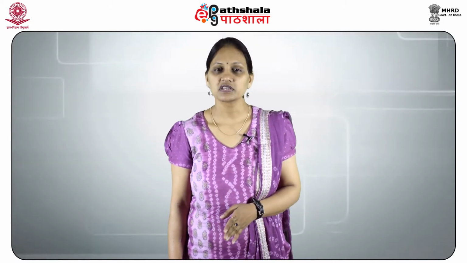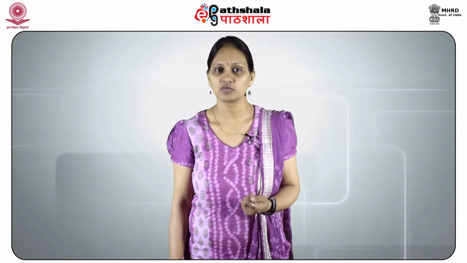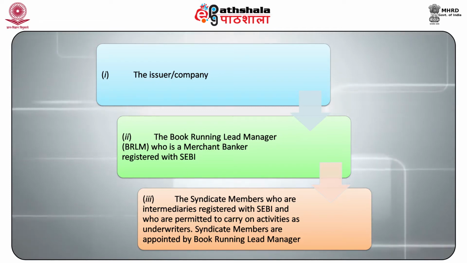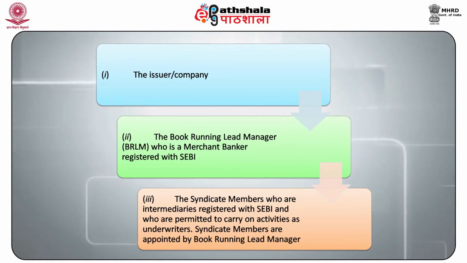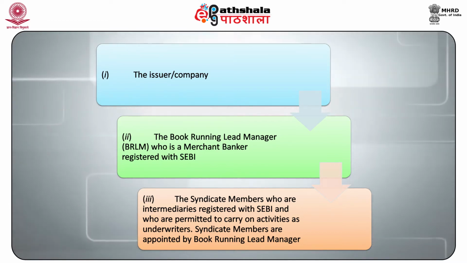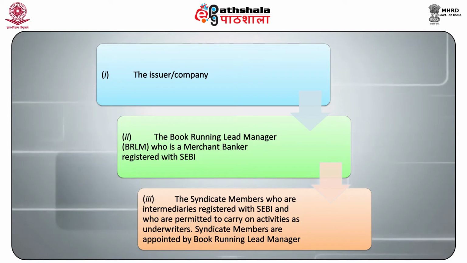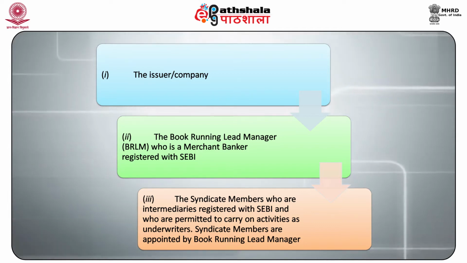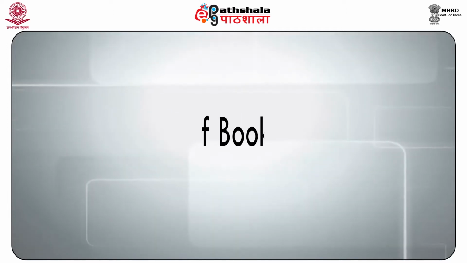The principal parties or intermediaries involved in a book building process are: number 1, the issuer or the company; number 2, the book running lead manager, who is a merchant banker registered with SEBI; third, the syndicate members, who are intermediaries registered with SEBI and who are permitted to carry on activities as underwriters. Syndicate members are appointed by the book running lead managers.